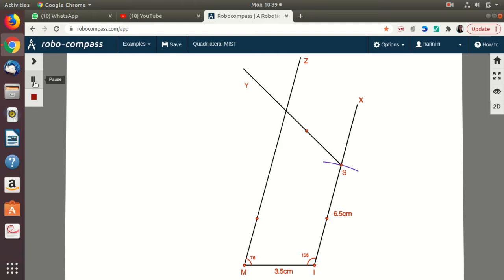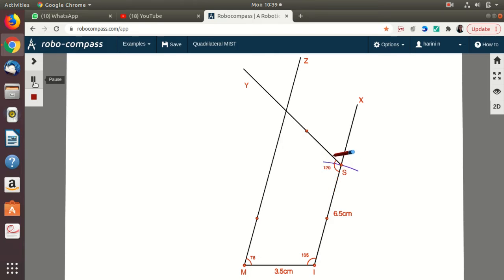First you will write the angle at S is equal to 120 degrees. You are verifying that. Then you are marking the point of intersection between the two rays. One second. So the point of intersection between the two rays, that is ST and MZ, is going to become your fourth vertex, and hence your quadrilateral MIST is ready.